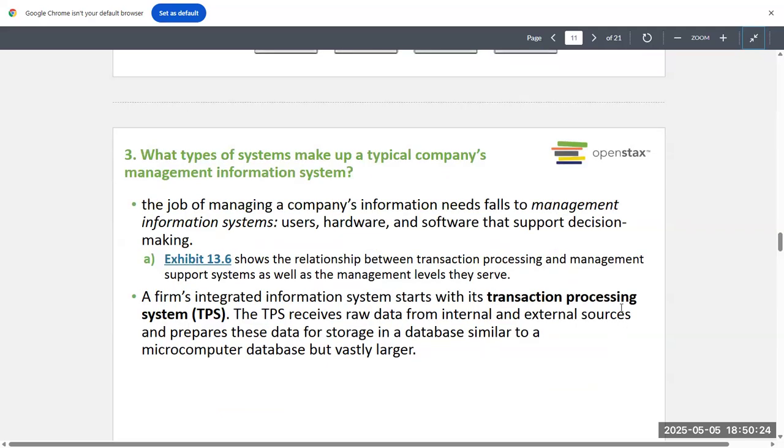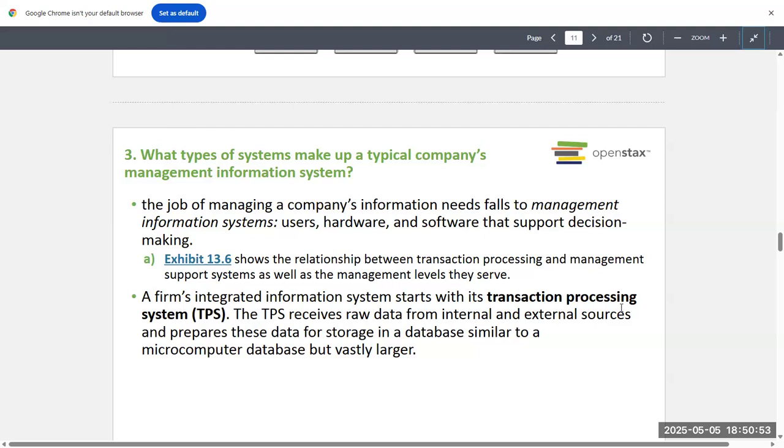All right, so Management Information Systems, or MIS, is designed to meet organizations' information needs. That encompasses users, hardware, and software that support the decision-making process. And it's a really important part of your technological needs. Okay.